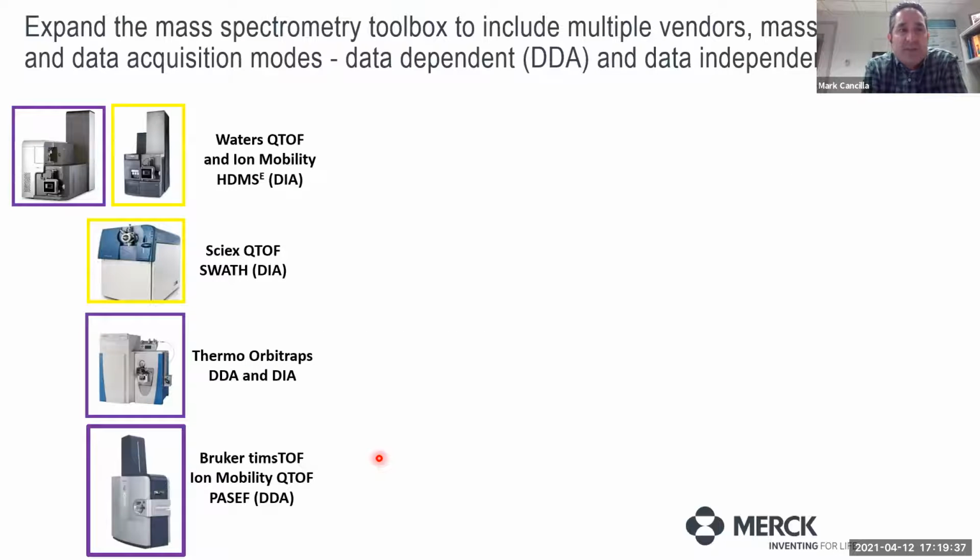So now, as I mentioned, we really expanded our mass spectrometry toolbox to include multiple vendors and different mass analyzers, and also different acquisition modes. We use both data dependent and data independent data acquisitions. We have multiple Waters instruments, a Vion and multiple Q-TOFs, so we can do ion mobility and HDMSE in a data independent acquisition fashion. We have a SCIEX QTOF 6600, so we can do SWATH. We have multiple Thermos, and our latest and greatest, we just got a Bruker timsTOF Flex. So now we can do even PASEF DIA type acquisitions.